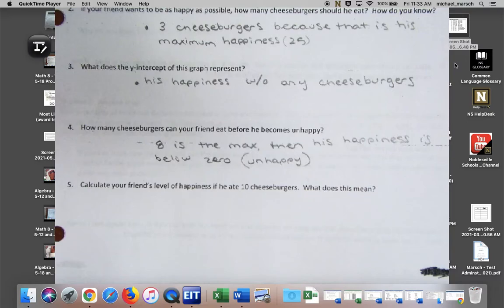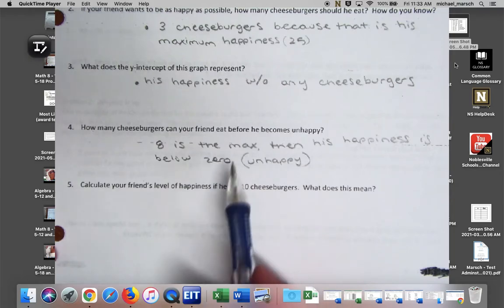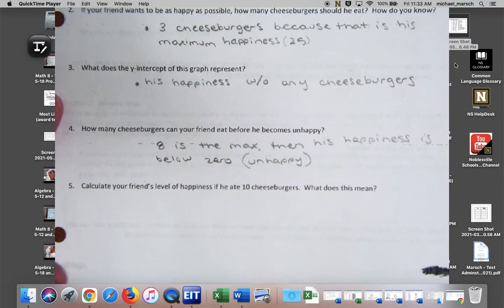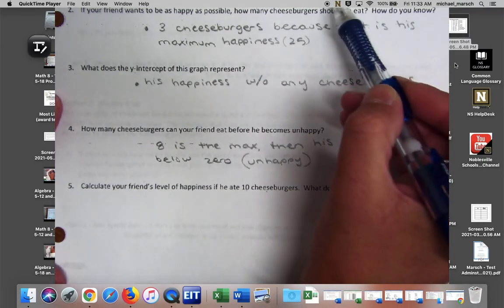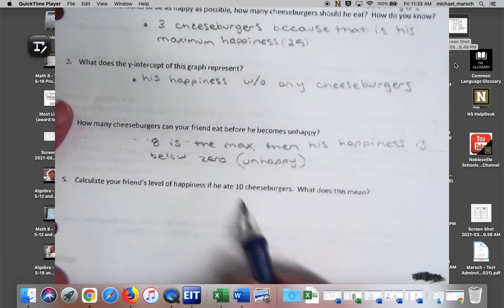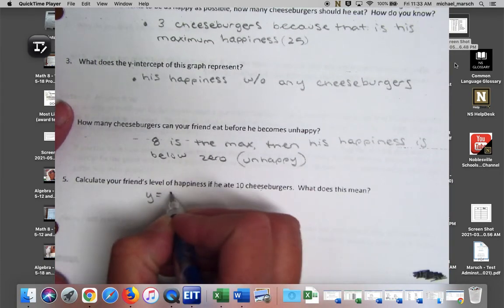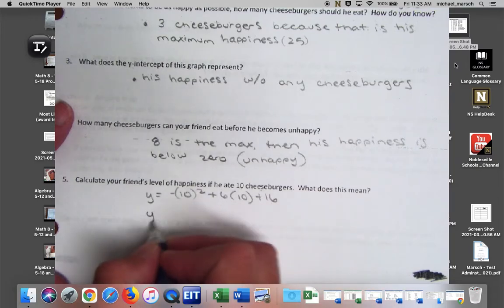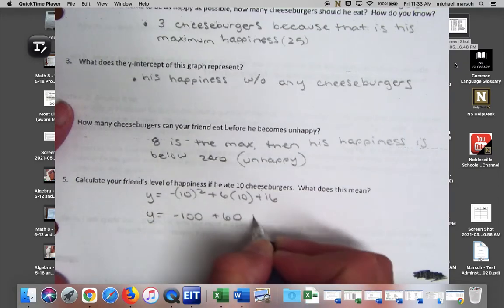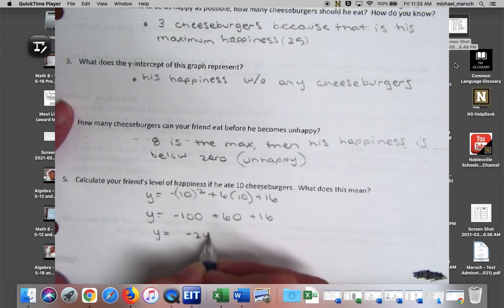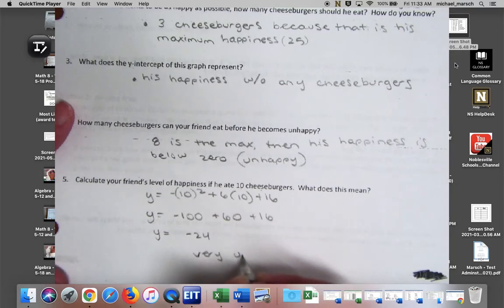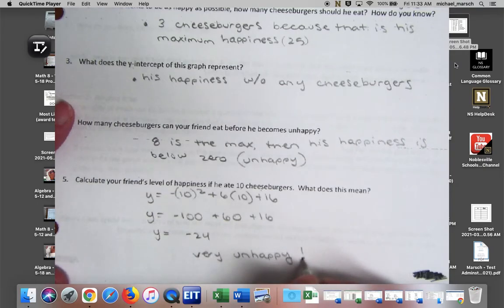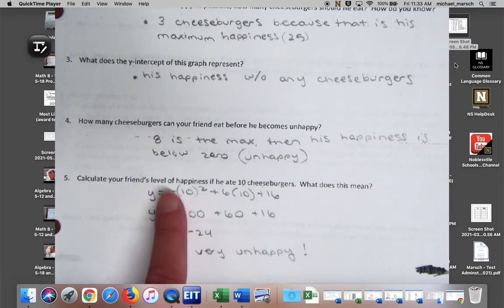Let's calculate this friend's happiness after eating 10 cheeseburgers. So we know he's going to be pretty unhappy, but how unhappy? So we're going to put that 10, remember 10 cheeseburgers is our x value of our graph, in for x with the function. So y equals the opposite of 10 squared plus 6 times 10 plus 16. Very unhappy. Remember, we have that negative outside, which makes the whole value negative.